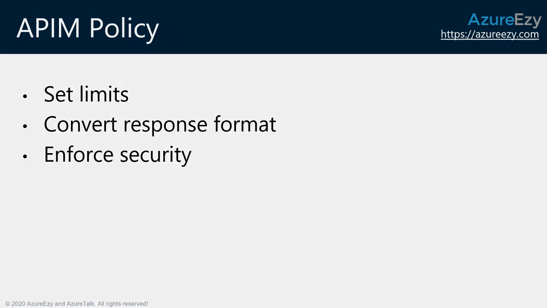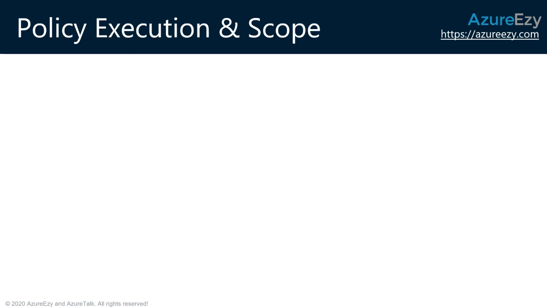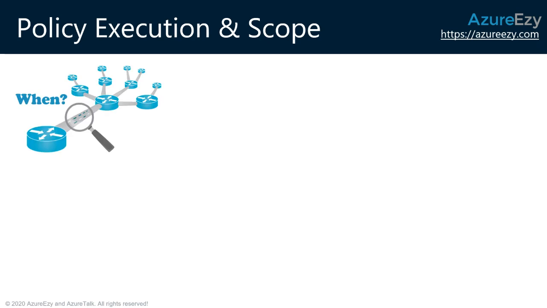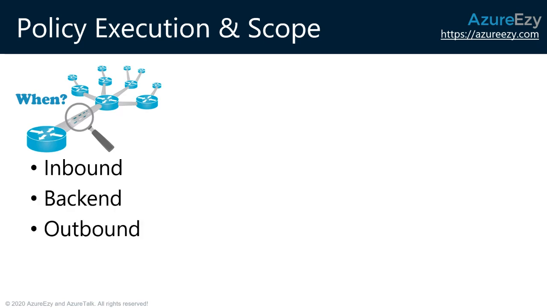Now, when you work with policy, you will come across two things: one is policy execution, and another is scope. So what do we mean by execution? Execution means when. When you send a request to APIM or an API for doing something, there are various places where your request goes. These are the few checkpoints where you can apply your policy to evaluate it and give the response accordingly, or process the information accordingly.